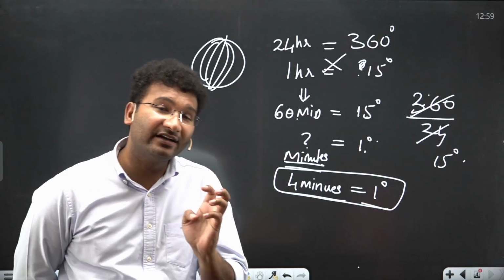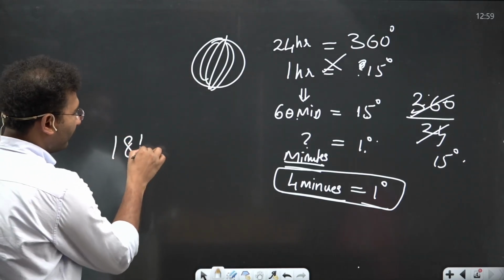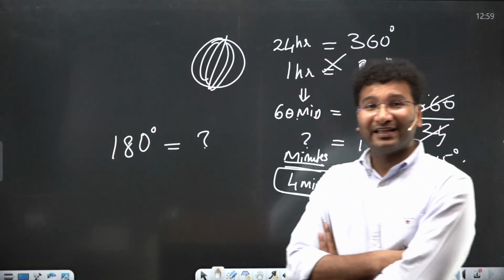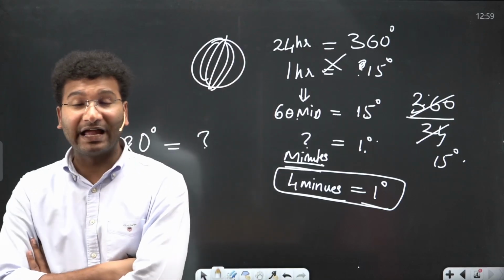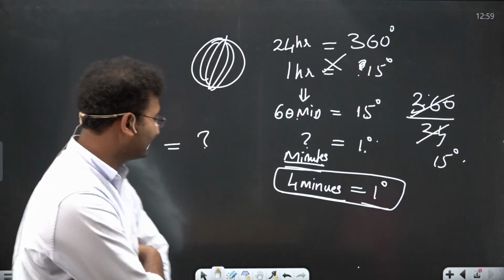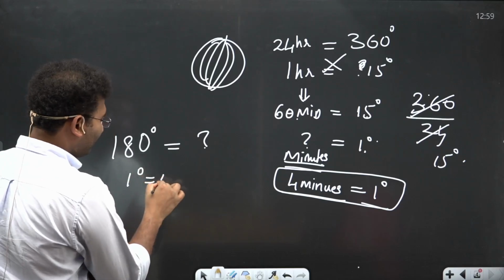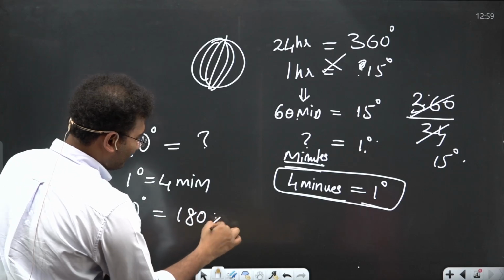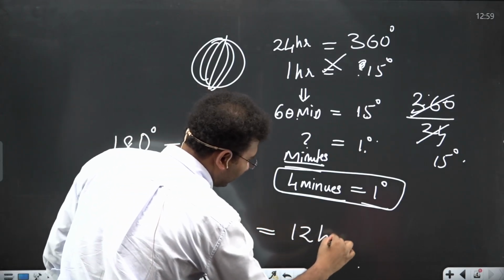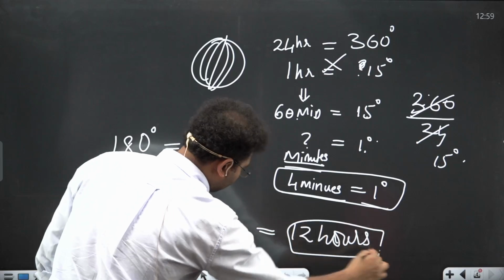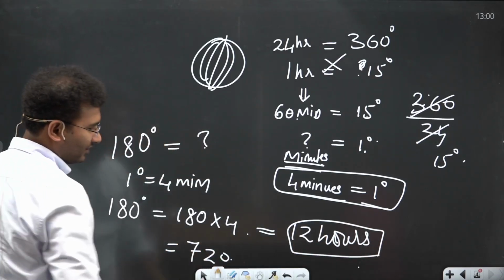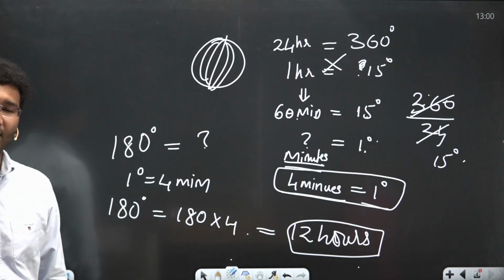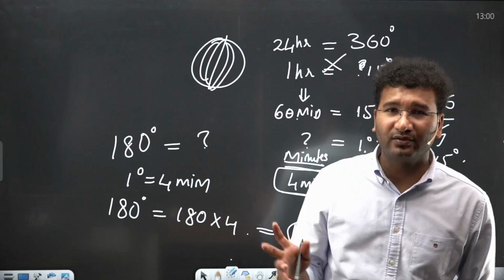If earth moves 180 degrees, now you tell me, how much time does it take for the earth to move 180 degrees? 1 degree is equal to 4 minutes. So 180 degrees is equal to 180 into 4 minutes, which is almost equal to 12 hours. Right? Clear? So this is how the time calculations are done.